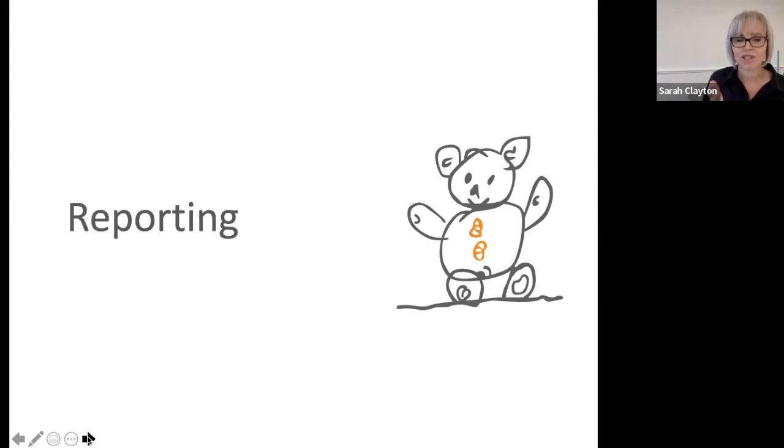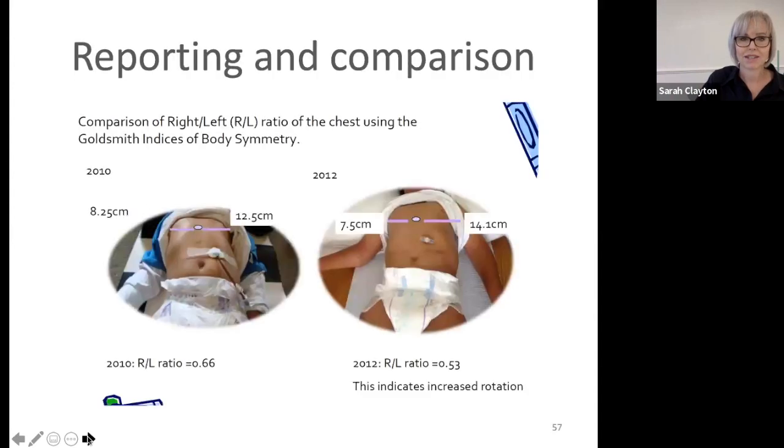I'm more than happy to share it with people who are using Goldsmith indices, just as a way to help explain the numbers, because the numbers are useless unless people understand what they mean and what we can do about it. So when we think about reporting, I will always use photographs and data. What I'm looking for is to help people to understand not just the number, but I want them to know where that number came from and what it relates to.